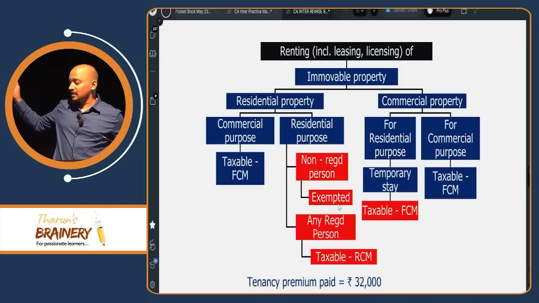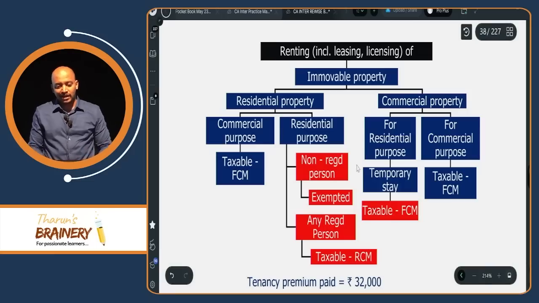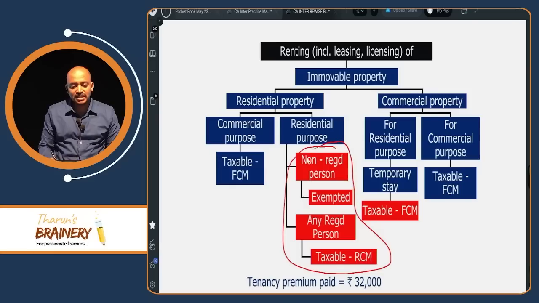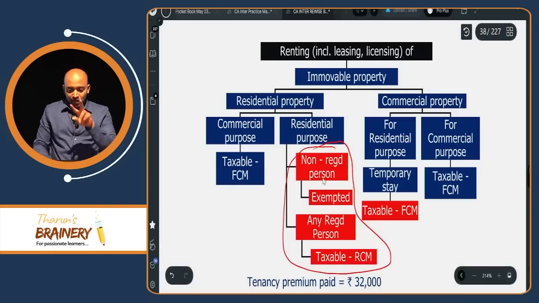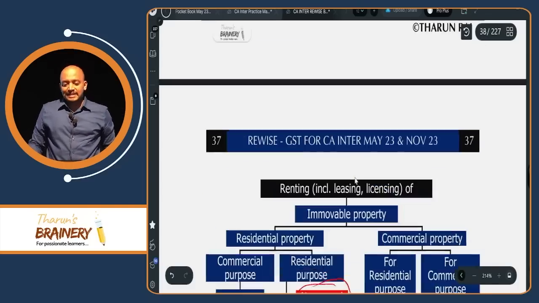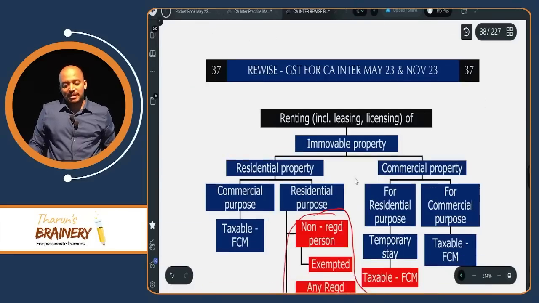Whatever is given here, this portion previously was fully exempted, but now here again we have a division. Previously this portion was fully exempted, now there is a breakup. To an unregistered person only it is exempted, to a registered person it will be taxable under RCM. Now we will see what is tenancy premium, etc.